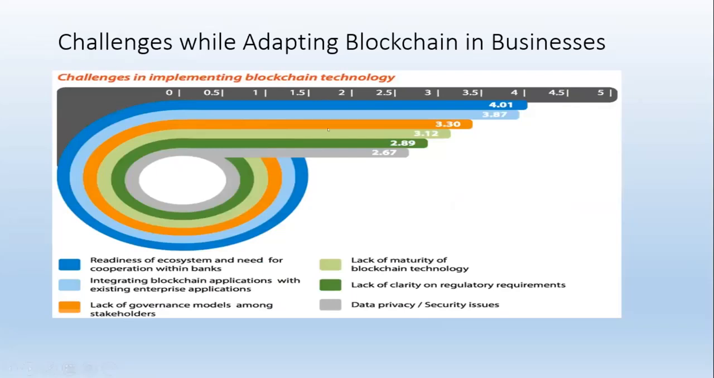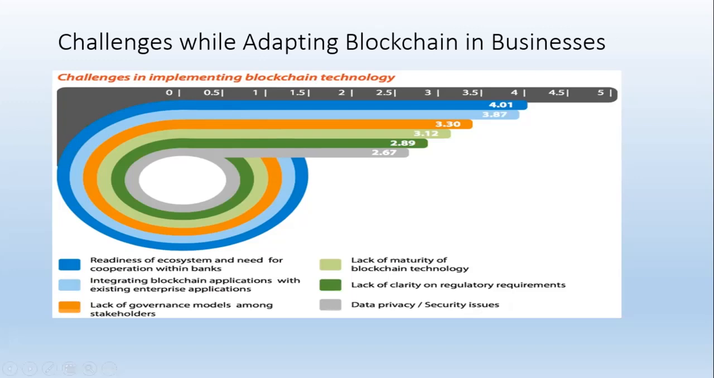This slide indicates the implementation challenges while adopting blockchain in business. It is also ranked between 0 and 5. What are the difficulties while adopting blockchain in business? What are the implementation challenges that an enterprise or business environment is facing? Readiness of the ecosystem and need for cooperation within banks. This is the blue color one, and this is the one with the most difficulty, because of the readiness of the ecosystem.